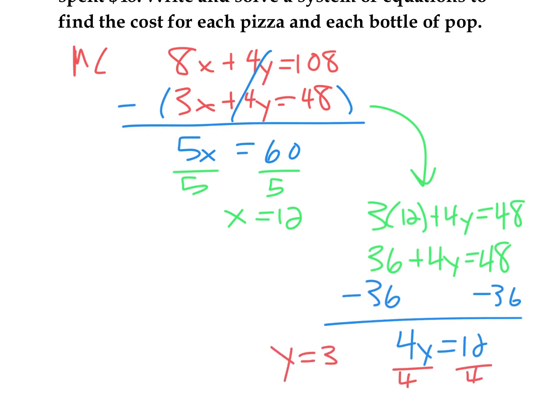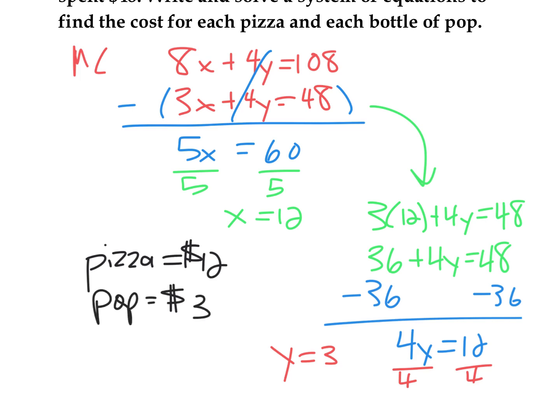So we want to make sure we answer the question now. Pizza is $12 and the pop is $3. And we could check that back in the situation. If I bought 8 pizzas times 12 plus 4 bottles of pop times 3, that would give me 108, and I could check the other situation as well. We wrote and solved a system of equations.